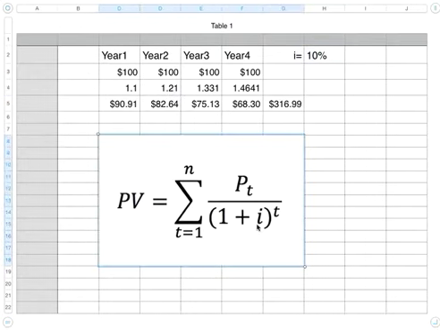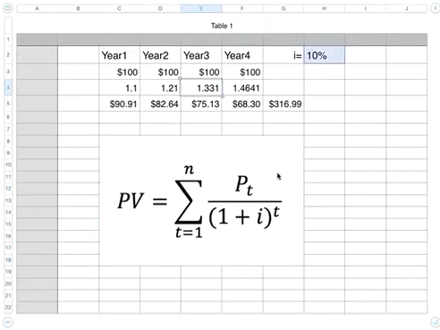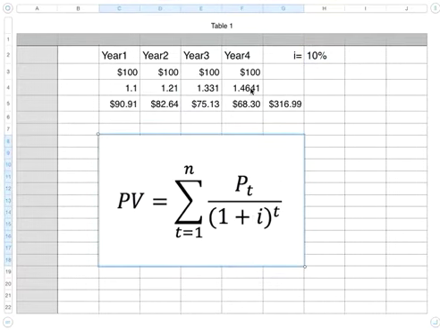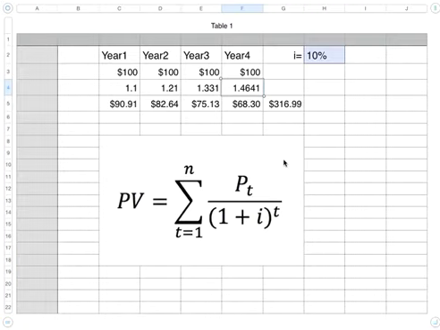In year 3, it's going to be 1 plus 0.1, so 1.1 to the third power. So 1.1 to the third power is equal to 1.331. And then in the last year, we're going to have 1.1 to the fourth power, and 1.1 to the fourth power is equal to 1.4641.